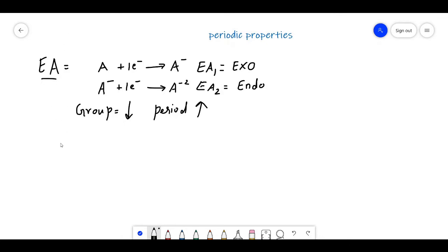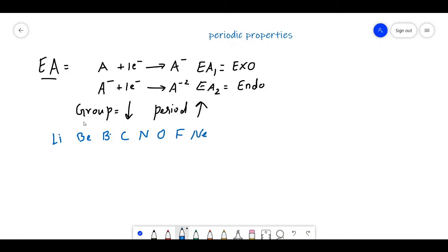So see this exception once. I'm not writing the expected. Expected is the same as ionization energy. So I'm writing the observed. So this is the correct electron affinity. First let us write these elements. I'm taking the same period elements: lithium, beryllium, boron, carbon, nitrogen, oxygen, fluorine, and neon.